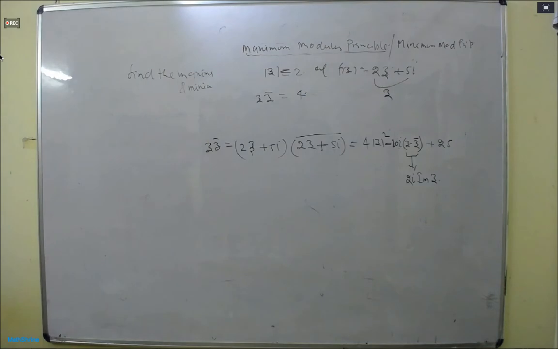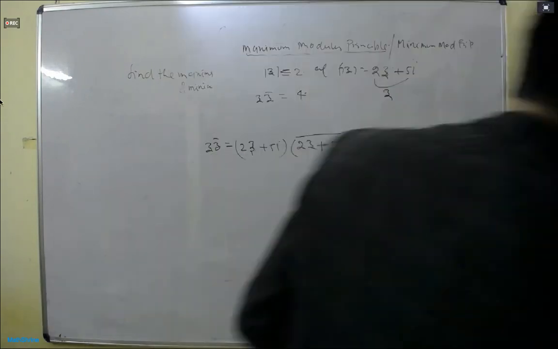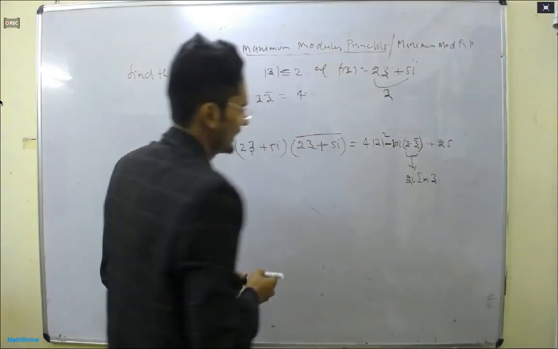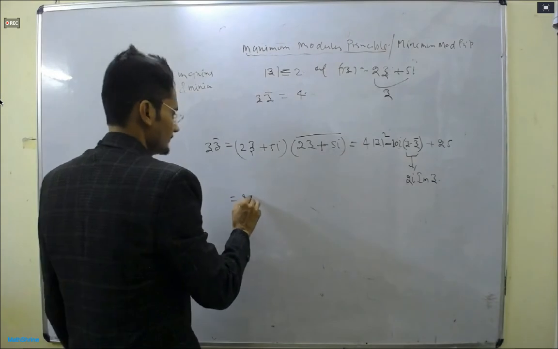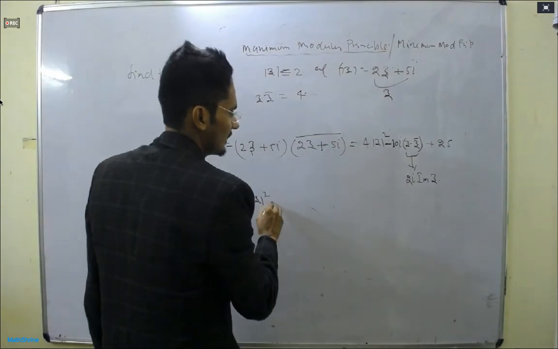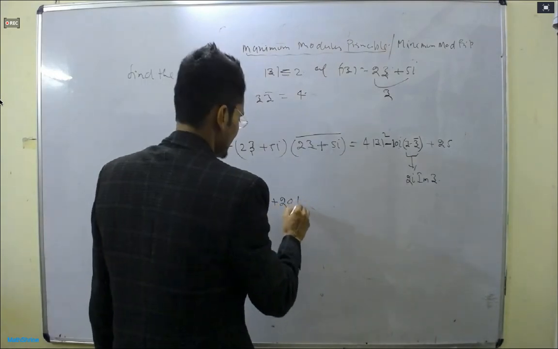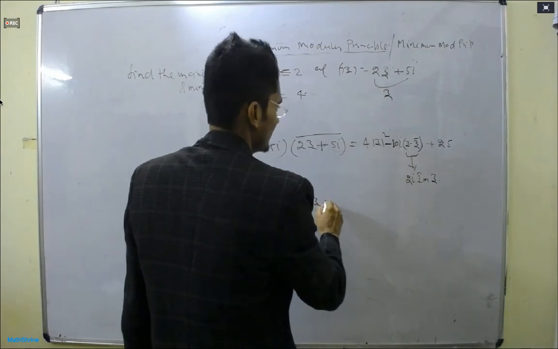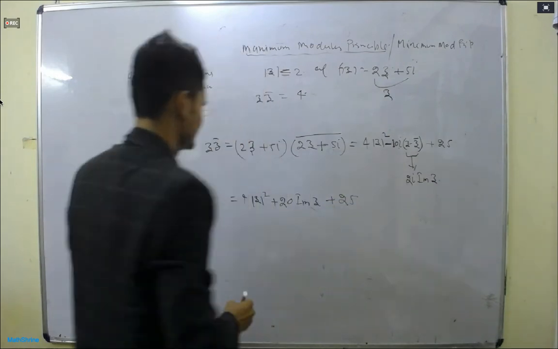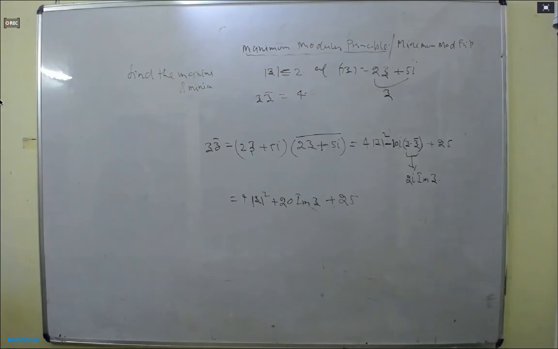Now put the boundary, |z| = 2. This will come out as 4 times 4, which is 16, plus 25. It will come out as 41 plus 20 times the imaginary part of z. That's all. z times z bar, right?